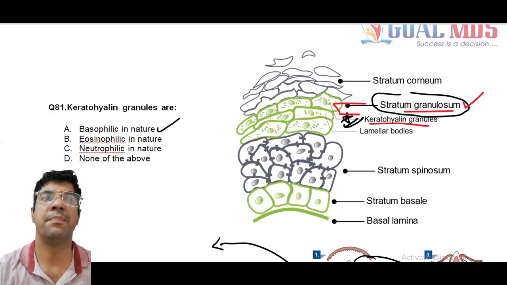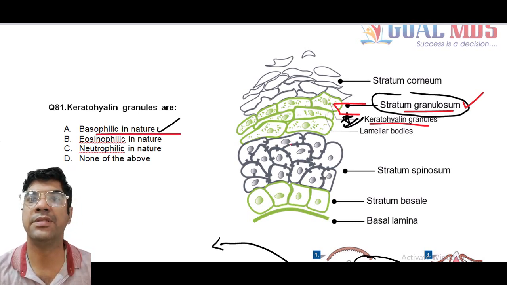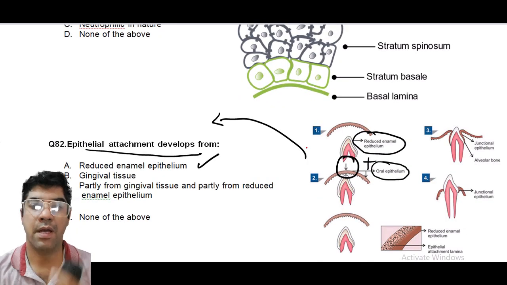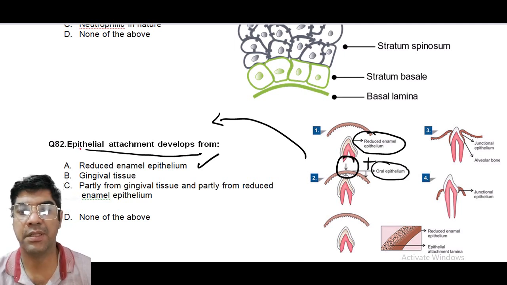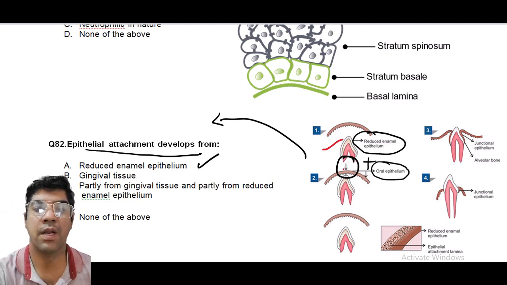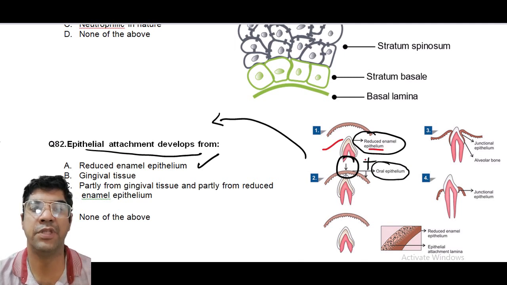The next question is, the epithelial attachment develops from, well, the reduced enamel epithelium. This is the layer of epithelium that forms around the enamel of the developing tooth. So during tooth eruption, this epithelial layer fuses with the oral epithelium, contributing to the formation of the epithelial attachment. So the epithelial attachment develops from the reduced enamel epithelium.